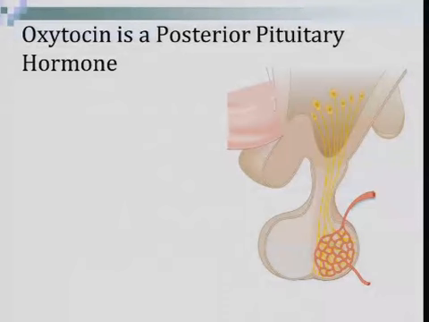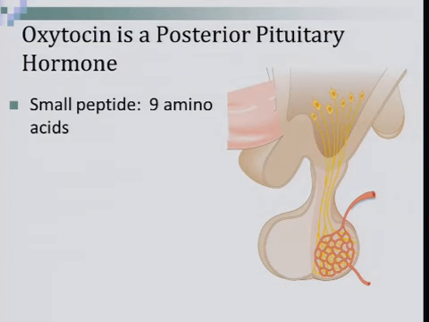So oxytocin is a posterior pituitary hormone. It's one of 2. It's a small peptide, only 9 amino acids, and it's related to antidiuretic hormone. I think there's a 1 amino acid difference.